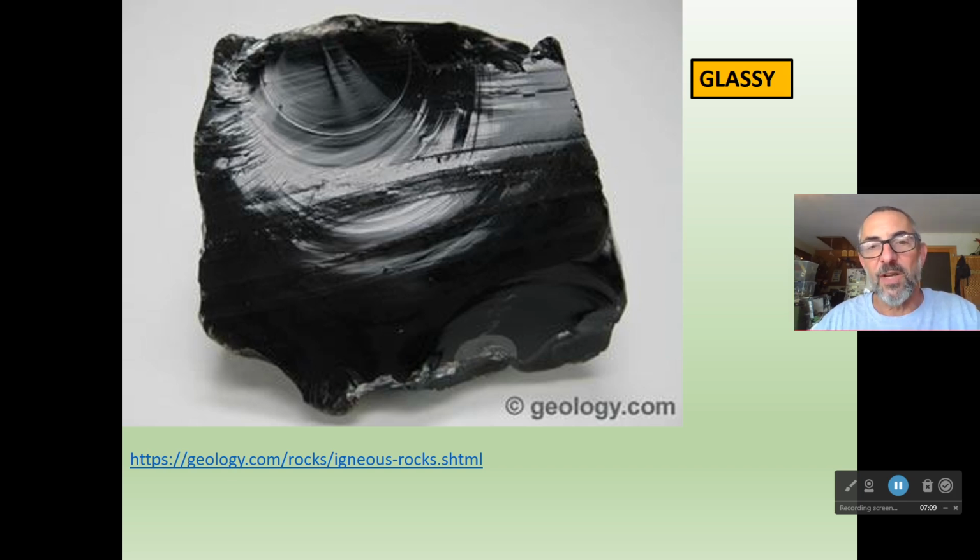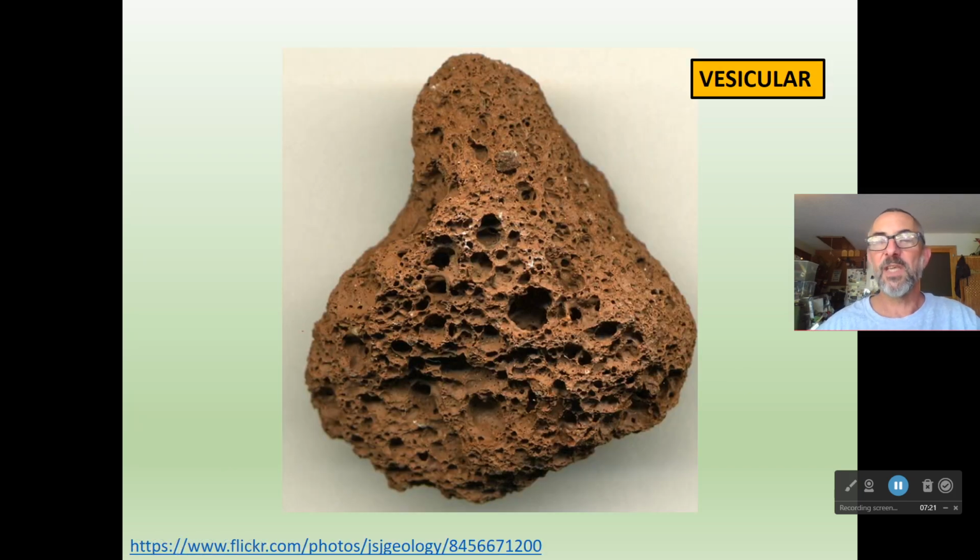But glassy texture is fairly obvious to most of us. It clearly looks like glass, and also it should have a conchoidal fracture to it. And the other igneous texture that you're going to be looking at is vesicular, which simply means it's got a lot of holes in it. This is usually the result of a gassier than normal lava. As the lava is erupted, these gases come out of solution, and the space they're taking up in the lava gets preserved as the lava hardens around those gas bubbles.